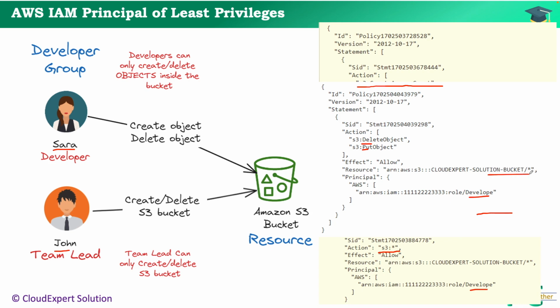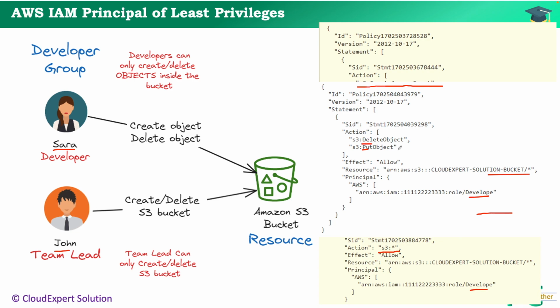Now again, we are not giving it to all the buckets. We are only specifying the bucket where it is absolutely required. This is an example of the principle of least privilege. To reiterate or to summarize, assign the permission that is absolutely required to that resource.